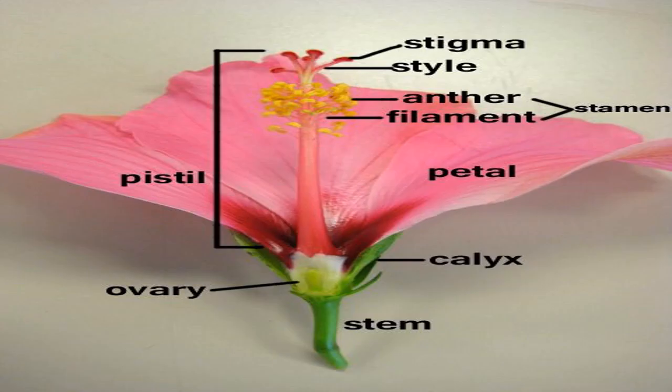This is the half shoe flower, the internal appearance. Here you can see the stigma at the top of the flower. These are stamens. This is the style. The stamen has an anther and filaments. These are petals. These are sepals, ovary, ovules, stalk.